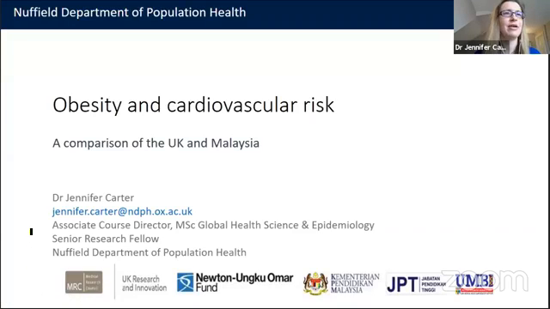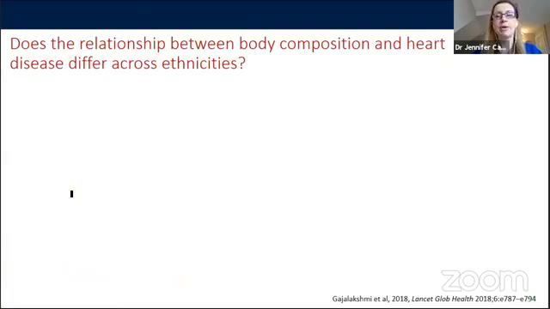Yes. Okay, great. Well, today I'm going to present some initial results that we've started getting out from this collaboration between the UK and Malaysia, looking at the relationship between obesity and cardiovascular risk. One of the questions that we were interested in investigating with this collaboration was the relationship between body composition and heart disease across different ethnicities.